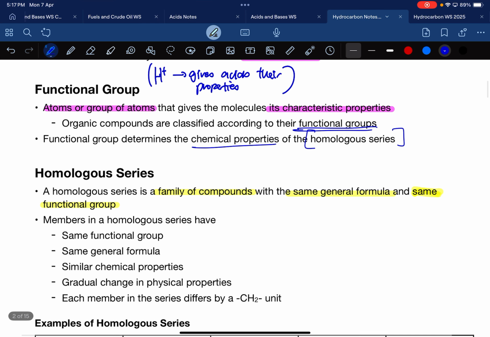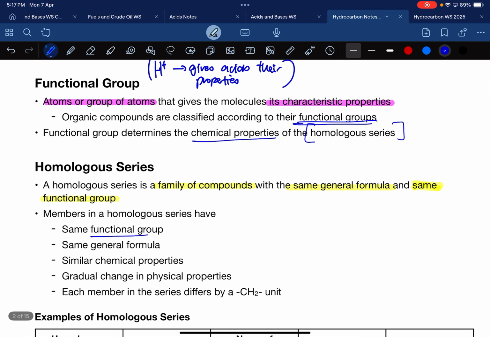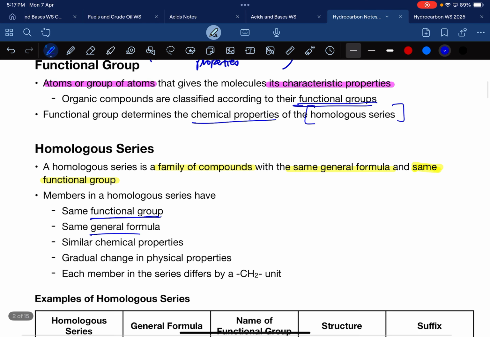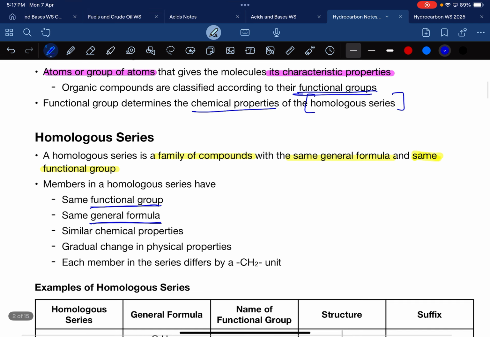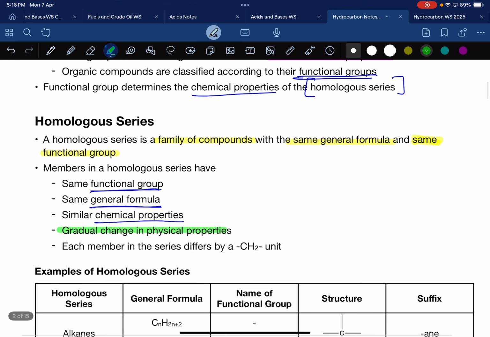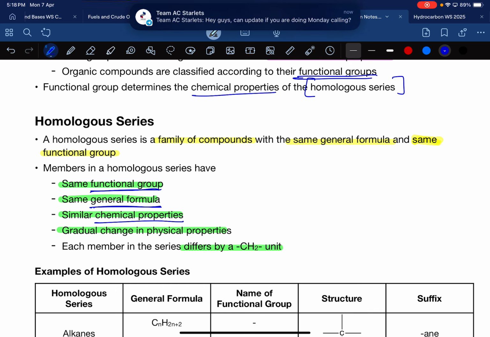Within a homologous series, you have the same functional group, number 1. You have the same general formula; I'll go through what general formula means later on. You have the same chemical properties, and you also have a gradual change in physical properties, and each of them differ by a CH2 unit. Do you need to remember these 5 points? Yes, you do: functional group, general formula, chemical properties, gradual change in physical properties, as well as your CH2 unit.